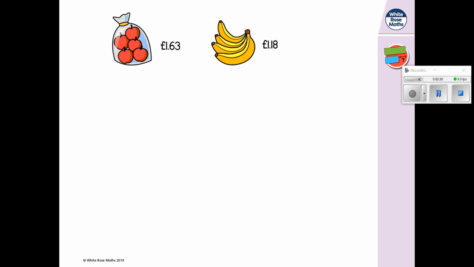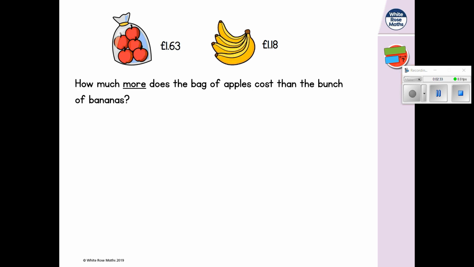This next example is about apples and bananas. How much more does the bag of apples cost than the bunch of bananas? With questions like this, a bar model can be really useful to help us be sure of which operation we need to do. Have a look at the symbol on the right hand side of the screen. If you see this symbol on the worksheet, it means that it will be really useful to draw a bar model to help you answer the question.